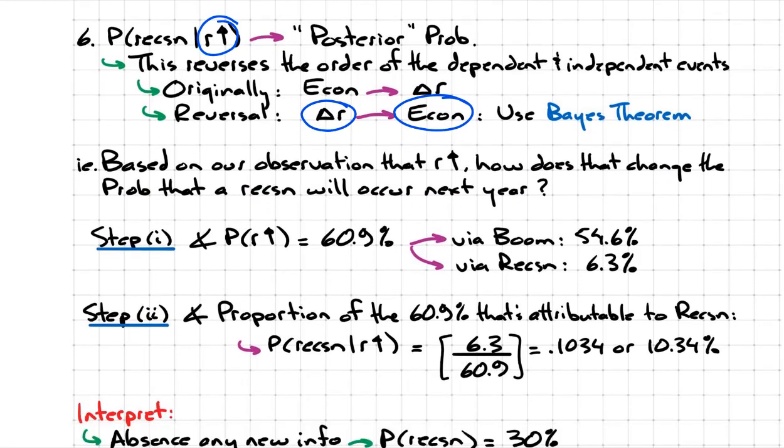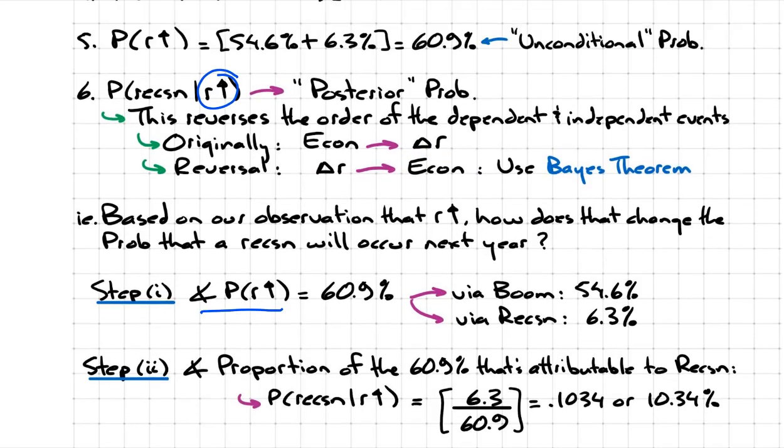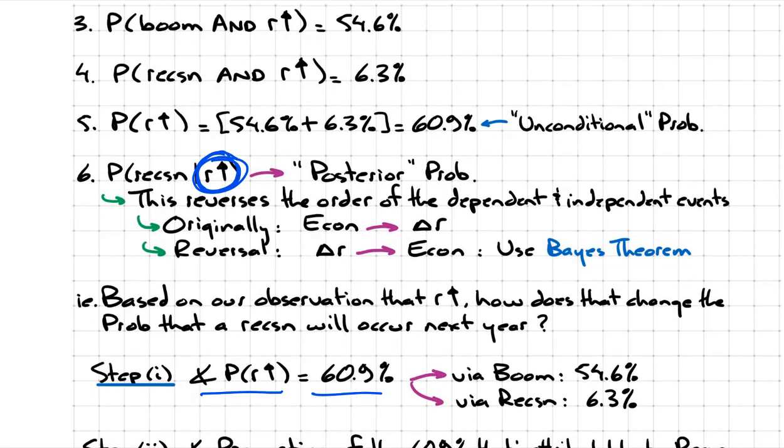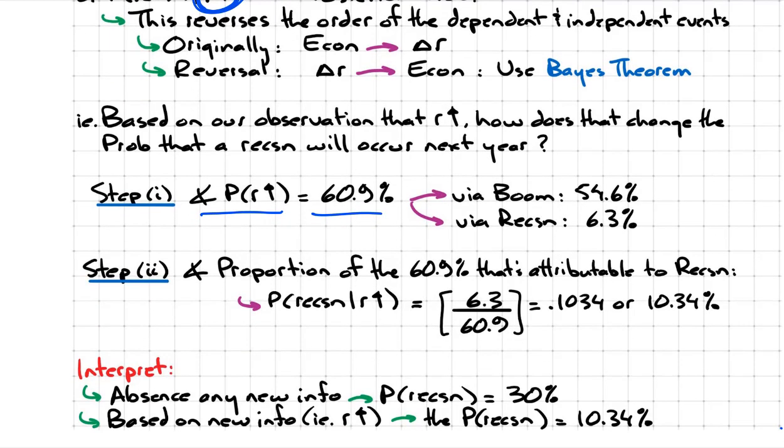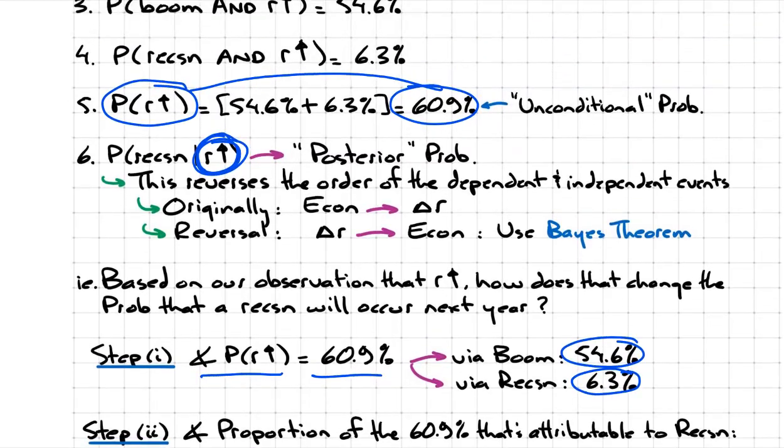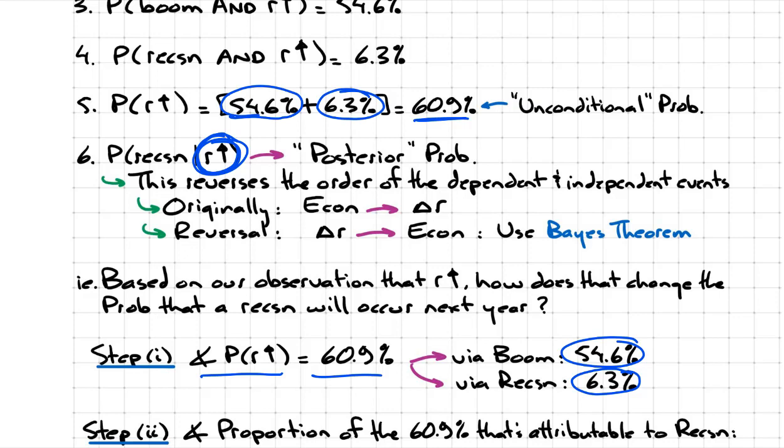And here's the process. First, let's determine the probability that interest rates will go up in the first place. So again, we're trying to solve this guy. Well, it's 60.9. We calculated that from question 5. It's over there. Now, that 60.9, part of it came from boom, and part of it came from recession. And again, ladies and gentlemen, I just want to show you where that's coming from. So where did that 60.9 come from? There it is. This was from the boom, and this was a rate hike coming through recession.